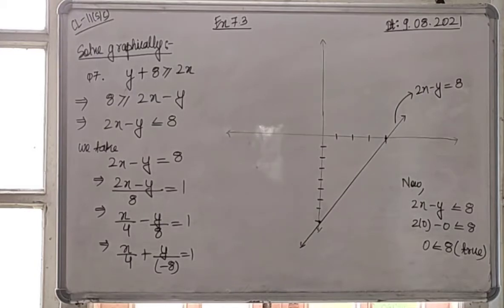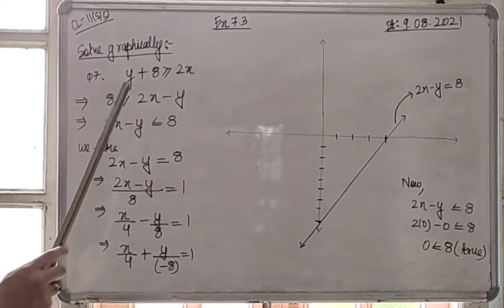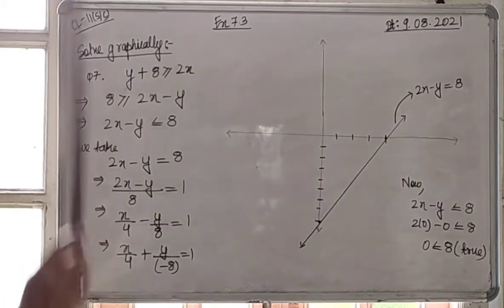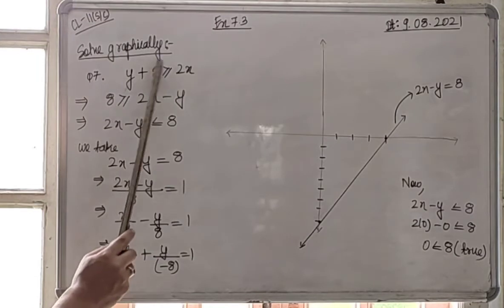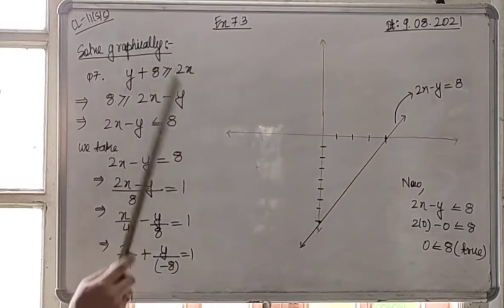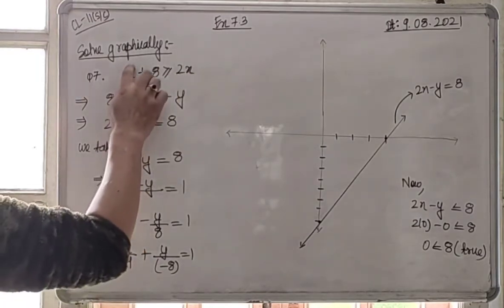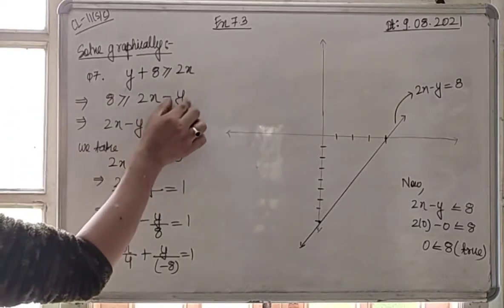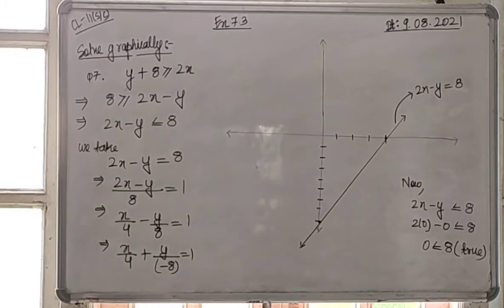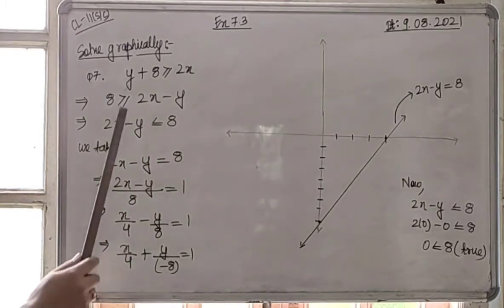Welcome back to the online class, and in today's class we are starting with question number 7. We are in exercise 7.3, solve graphically. The question is y plus 8 is greater than or equal to 2, so this means 8 is greater than or equal to 2x minus y. Take your y to the right hand side, it becomes minus. So 2x minus y is less than or equal to 8 is what we are getting. So this is the main inequation.